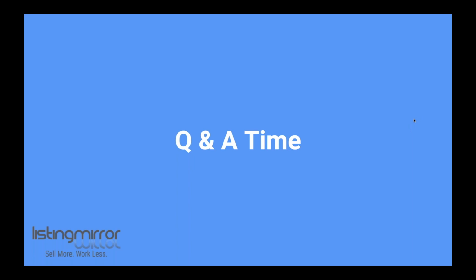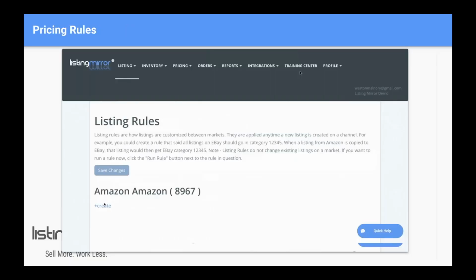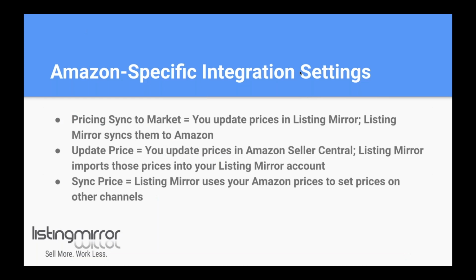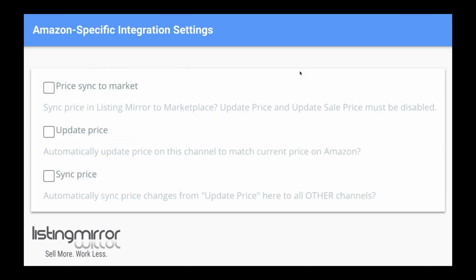What a lot of our clients will have set up is a repricer on Amazon, and then all they will do is turn on update price and sync price. If you want to go back to those integration settings, Erin, we can show what that looks like. They'll have update price and sync price, so those second two there. If you have those turned on, that again allows us to update from Amazon. We're pulling that price update about every 15 minutes from Amazon, so it's fairly quick. We'll update the price and then sync that out to other channels.